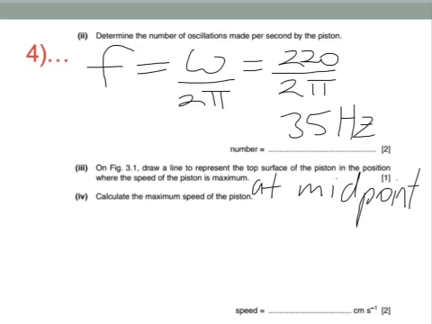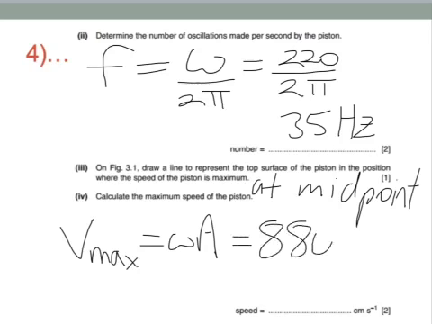Number 4, calculate the maximum speed of the piston. That's Vmax, of course, we know that to be equal to A times omega, or omega A. Now, the value for omega is 220, and the amplitude was 4 centimeters. So that's simply 880 centimeters per second.